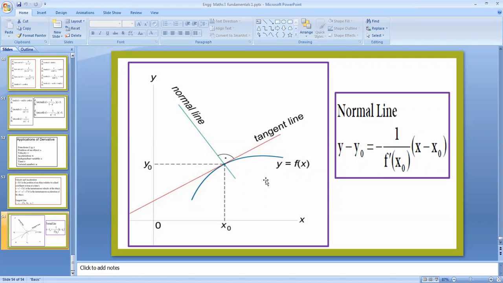And what is the slope of the normal line? It is -1 upon f dash of x naught. And do you know that the product of slopes of these two lines is -1? It means they are perpendicular to each other. So when the product of slopes of two lines is -1, then we can say that the lines are perpendicular to each other.